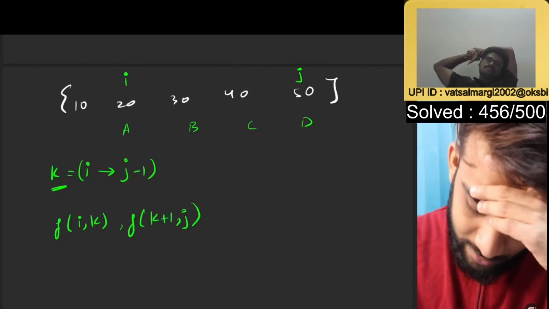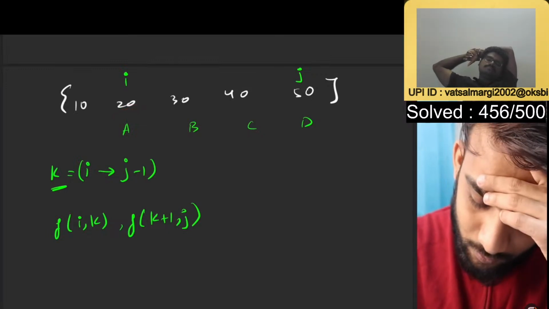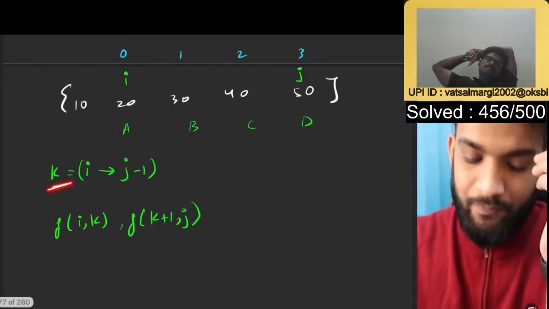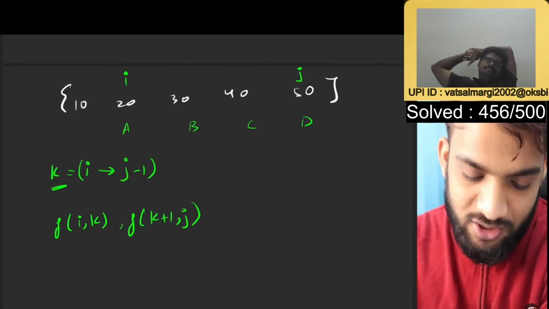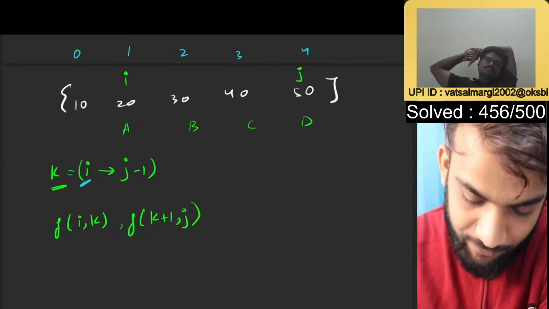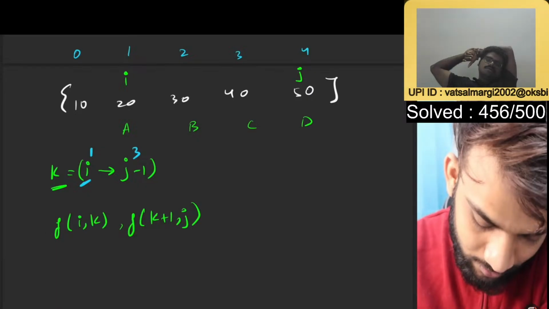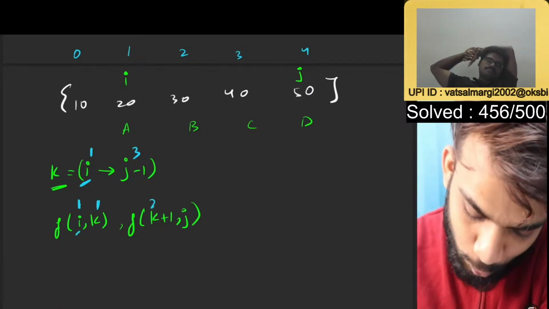Let's take this example and try to write the values. 0, 1, 2, 3. So where is k? K is trying to go from 0. Let's write down the indexes so that this gets better. So k is basically running from 1 to 3. So what am I saying? 1 to 1 and 2 to, what's j?